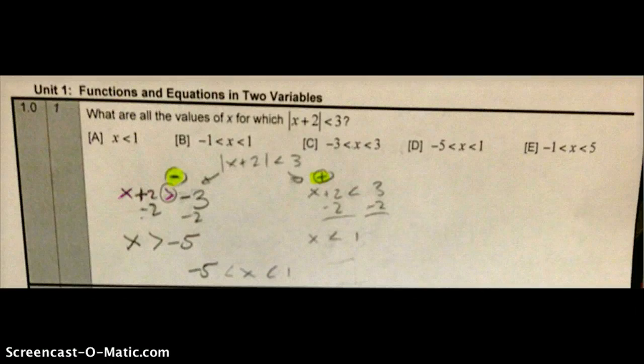Okay, now we're going to look at Unit 1 for algebra, functions and equations in two variables. And this is standard 1.0. What are all the values of x for which the absolute value of x plus 2 is less than 3?